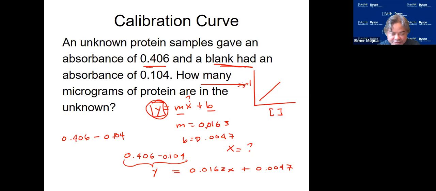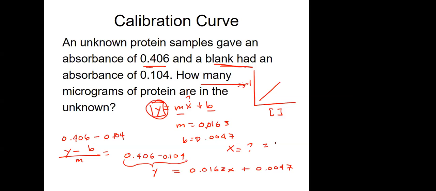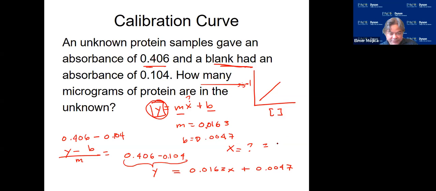So let's try. Whatever value that you get there, Y minus B divided by the slope. So usually that's the overall one. So 0.406 minus 0.104, minus 0.0047, divided by 0.0163. So what do you get? The X? I got 6.09.